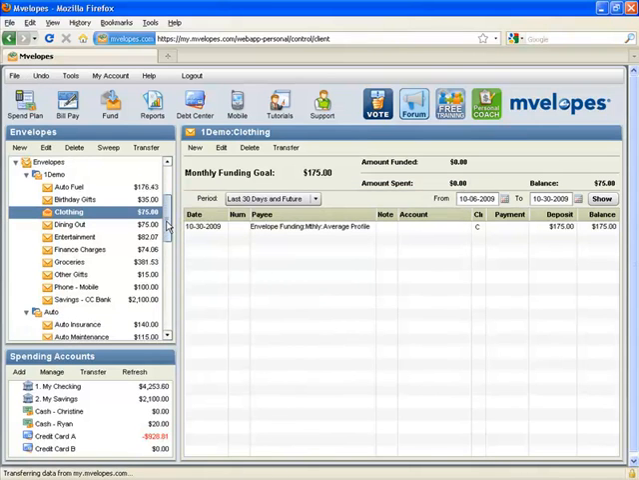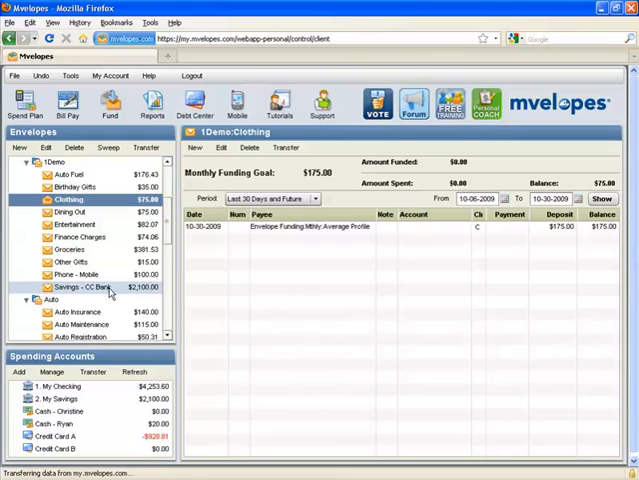So now we're done. The balance of our savings envelope matches the balance of the actual account. And that completes my example of an account-to-account transfer between two online accounts.